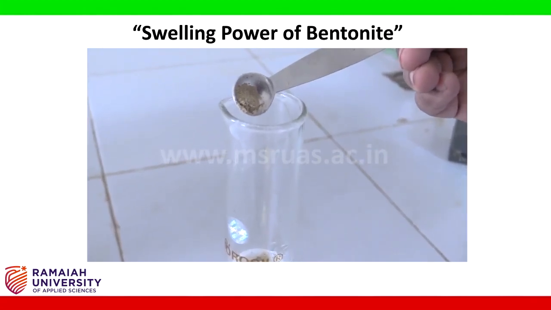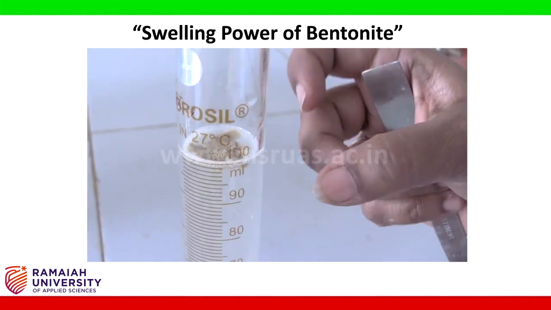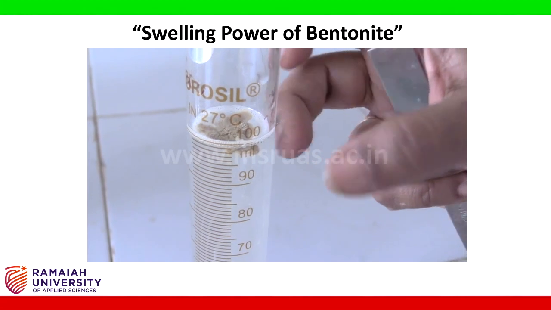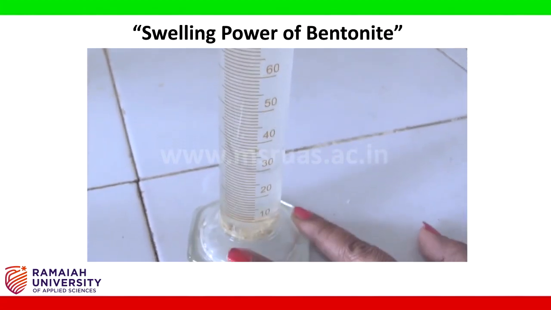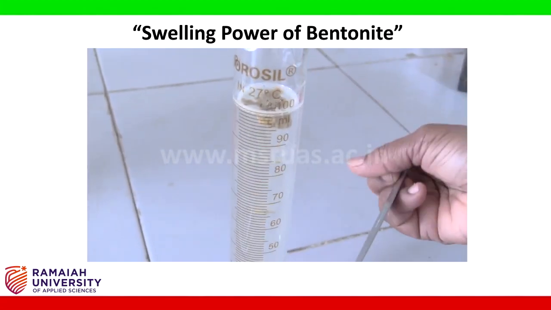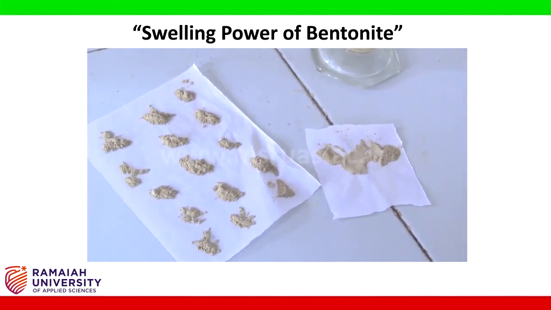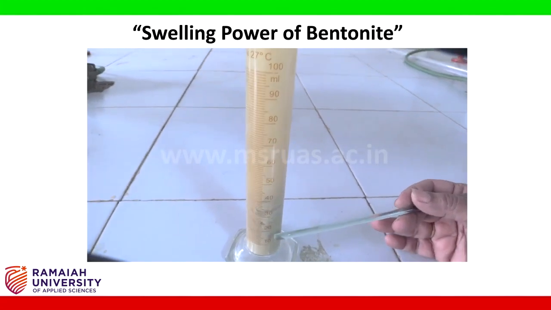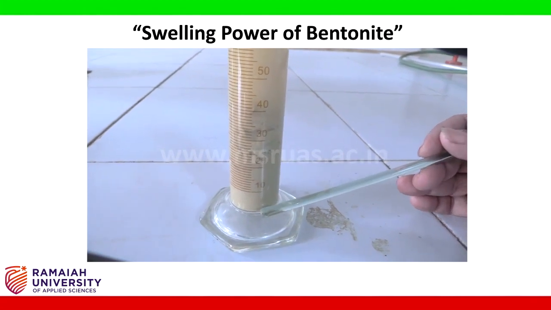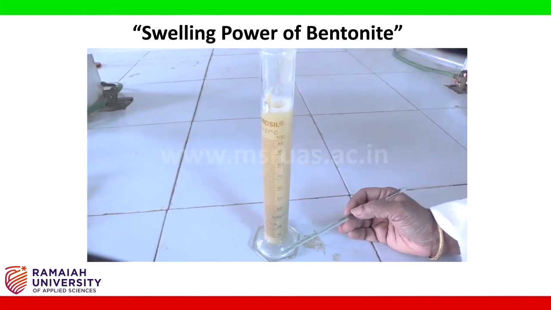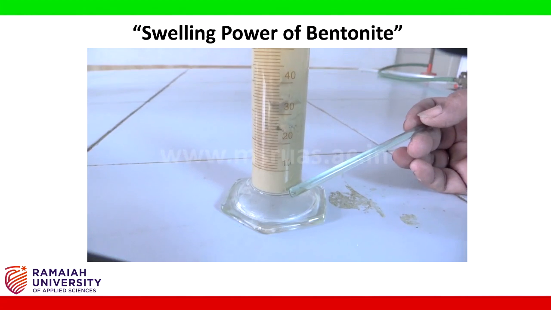After 5 minutes, add the second part of the bentonite. Similarly, tap gently on the sides of the measuring cylinder, and this process is continued until the entire amount of bentonite is added. After the complete addition of the bentonite into the sodium lauryl sulfate solution, allow the measuring cylinder to stand for 2 hours. After 2 hours, check the apparent volume of the sediment at the bottom of the measuring cylinder.